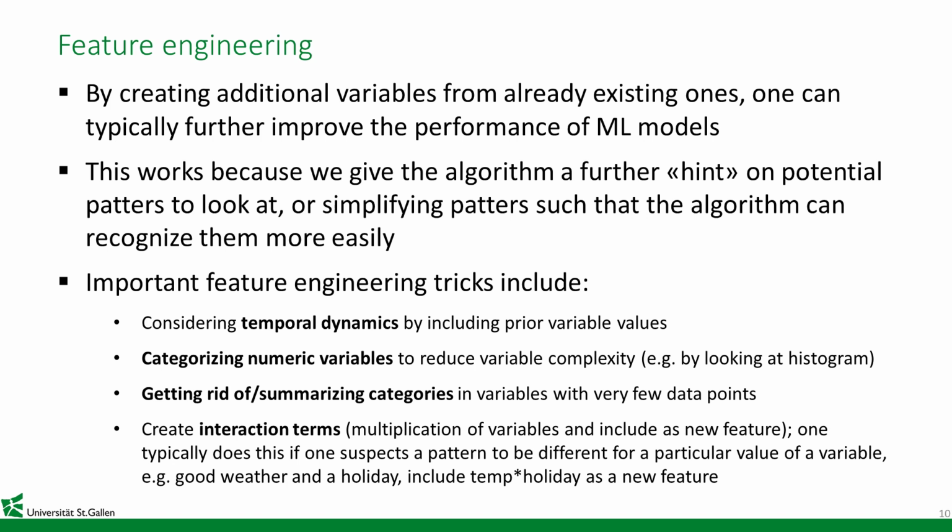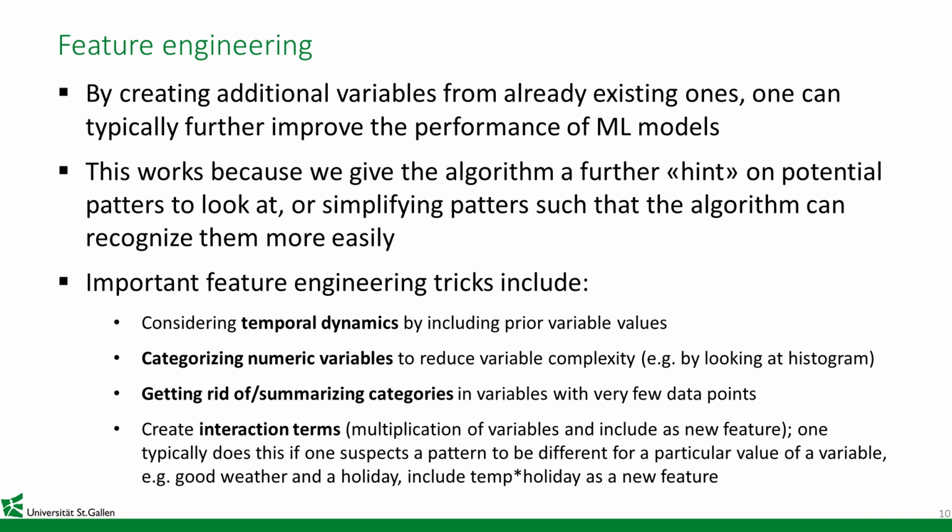Now, important feature engineering tricks include considering temporal dynamics. That means that we include prior variable values as new predictors. For our bike rental data, this could mean that if there's a trend in really high numbers in bike rentals, for instance, an hour ago or 2 hours ago, this could mean that the next value, the one we want to predict, is also going to be higher. We can consider this by including these values.